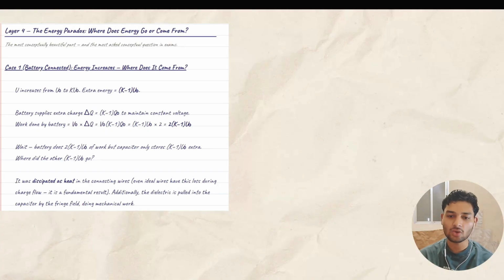Even an ideal wire has this loss during the charge flow. Its fundamental result, additionally, the dielectric is pulled into the capacitor by the fringe field, doing mechanical work. So basically, the question that I asked you before was, since the capacitance was increasing, however, the energy was decreasing, so why was it happening? Because some part of that energy, or we can say half of that energy, was being dissipated in the form of heat. So that was the actual answer for that question. Okay, hope you all get this.